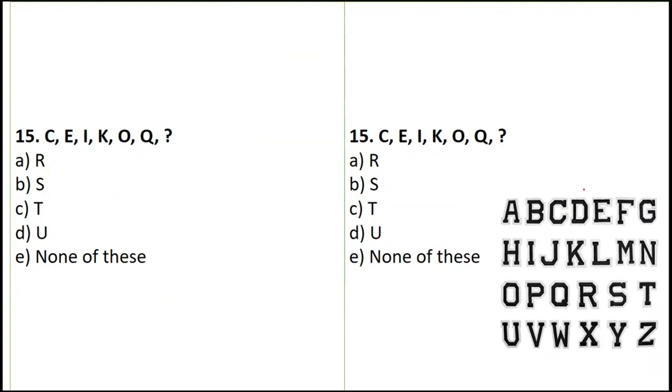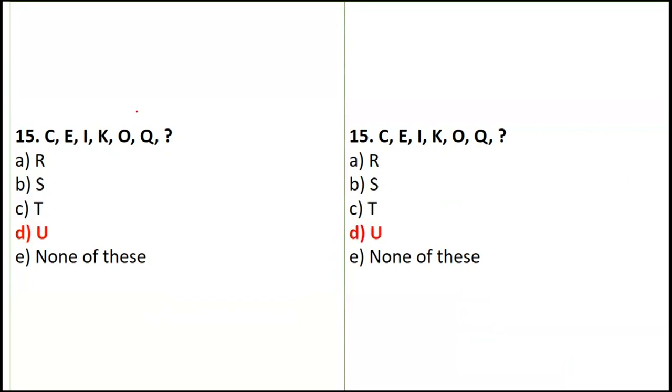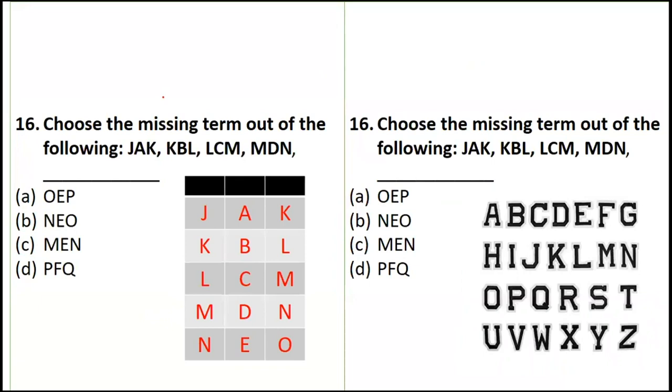C, then we have E, so a gap of 1. Then we have I, so that's a gap of 3. Then we have K, so it's again a gap of 1. Then we have O, so it's again a gap of 3. Then we have Q, so a gap of 1 and then 3, so R, S, T, so your answer will be U. So yes, the right answer is U. Is it clear? Now, we have missing terms.